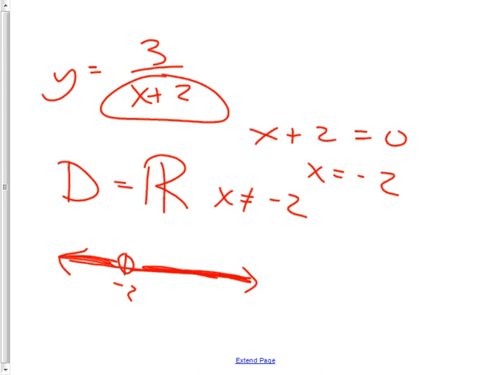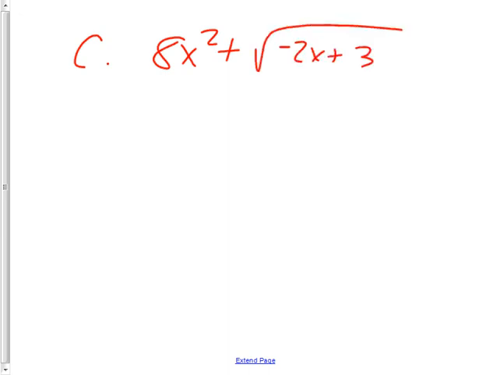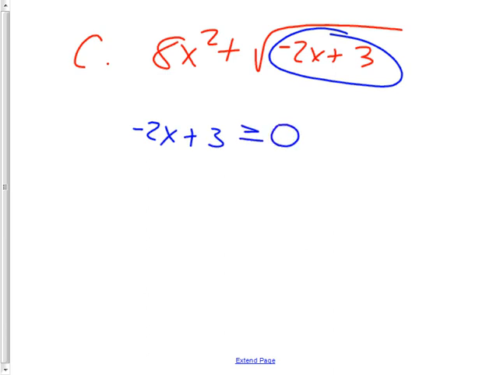All right. Let's move on to a more challenging one. Let's look at, for instance, letter C. 8x squared plus, right away I can see you cannot crash that first term, because you can put in any number you want and it'll never end up with a 0 as a denominator, and there isn't any square root. So that part's good. Then we look at the next part, plus root negative 2x plus 3. That part could get crashed. So I want negative 2x plus 3 to be greater than or equal to 0. And from there you solve it.